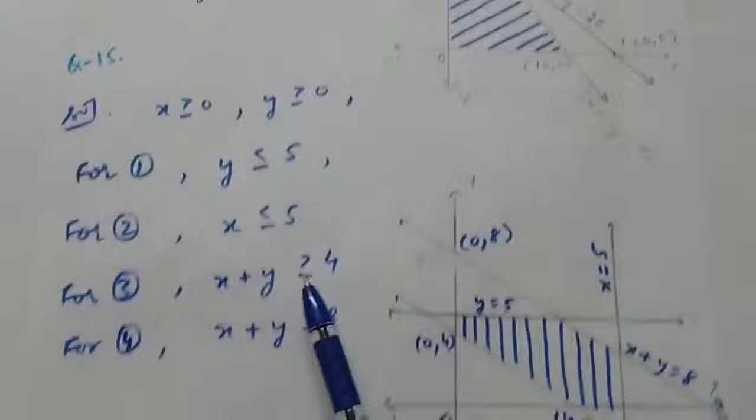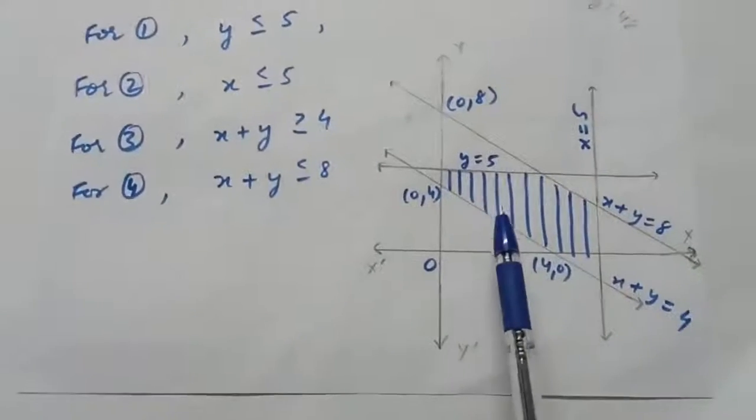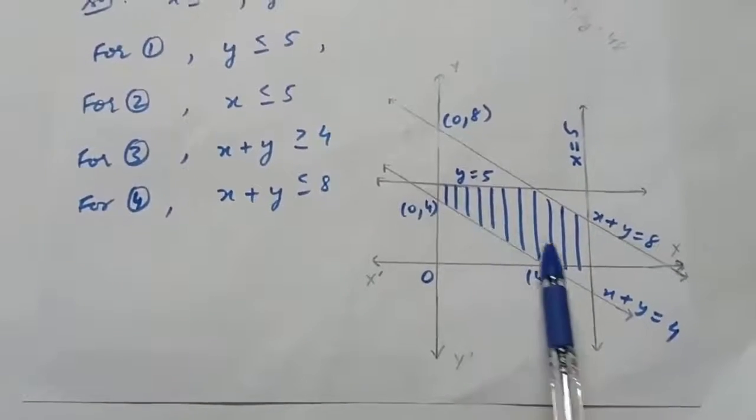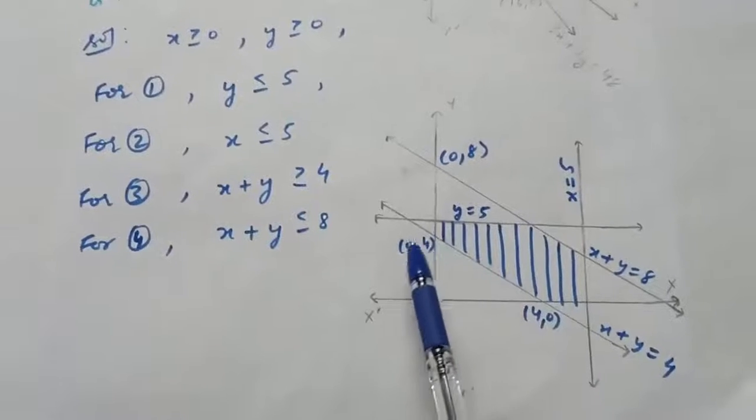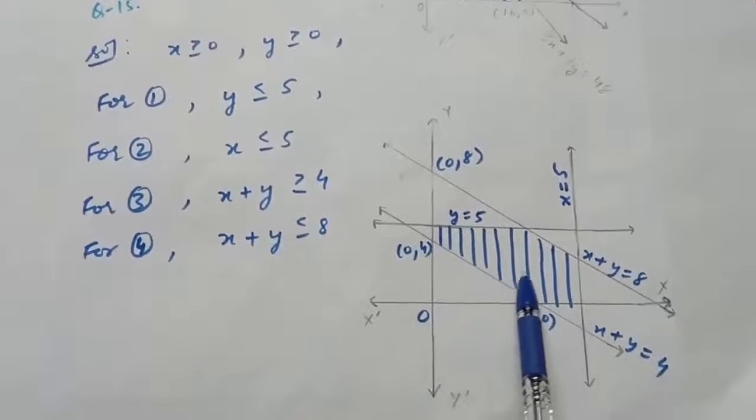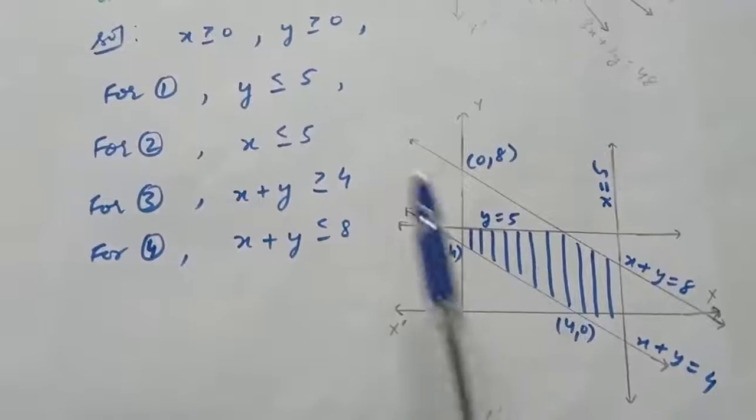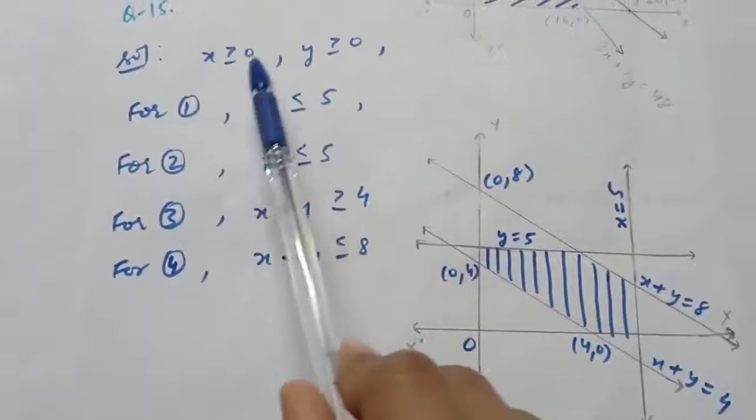Now for question 15 also we have to do the same thing. This solution is given. Now see, in this also the solution lies in the first quadrant, therefore we got these two inequalities.